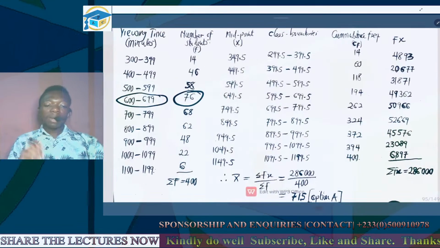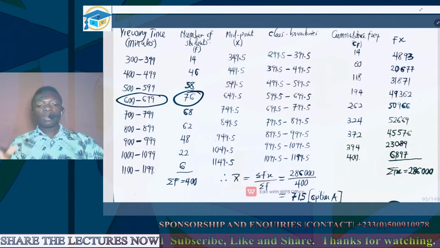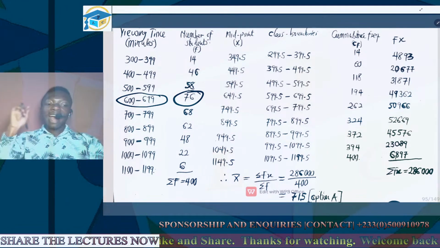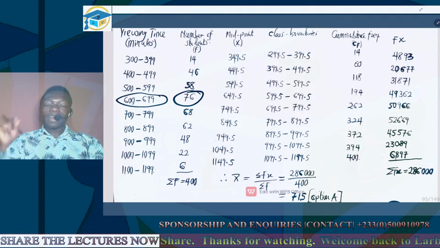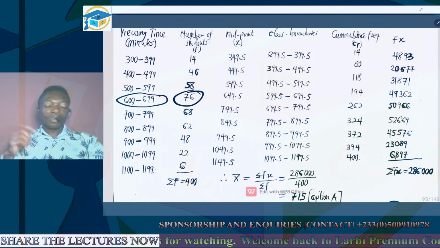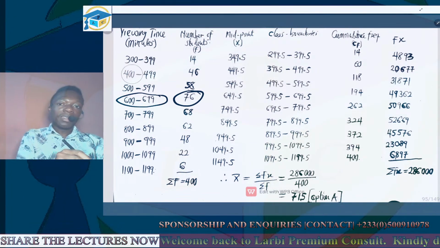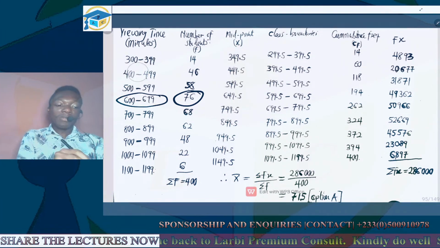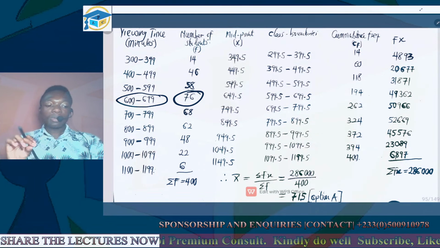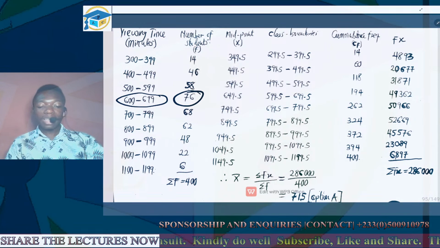Since the formula captures L1, which is the lower class boundary of the modal class, we are going to calculate our class boundary. And how do you calculate class boundary? You first find the difference between the upper limit of the first class and the lower limit of the second class. For example, 399 compared to 400. Once you compare that, we get a value of 1, and then divide by 2. That becomes the midpoint that separates the limits of the values.